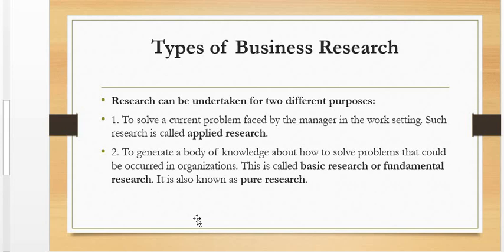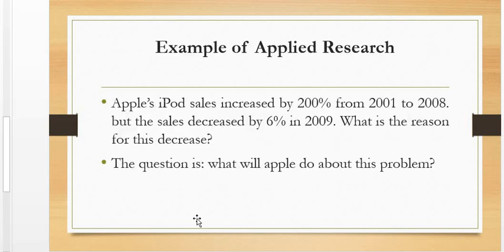The second is basic research, to generate a body of knowledge about how to solve problems that could occur in an organization. You are not in an organization, neither has someone asked you to provide a solution to any problem. But you know that this kind of problem can be raised, can occur in an organization. So you are going to conduct a study on that, and you are going to extend the body of knowledge by that study. This is called basic or fundamental research. It is also known as pure research.